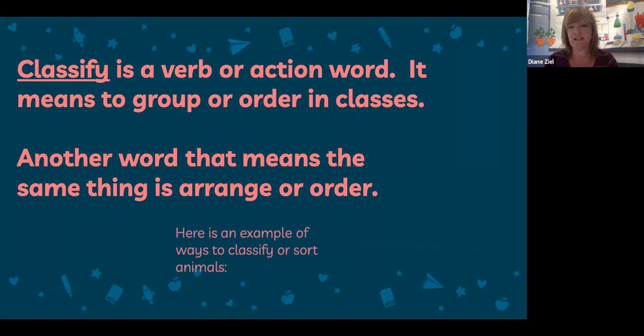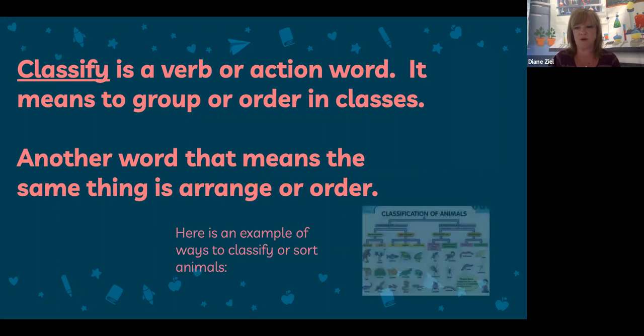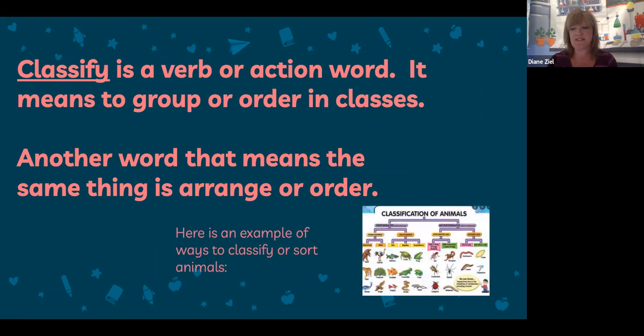Our first word is classify. Classify is a verb or an action word. It means to group in order or in classes. In other words, it means the same thing as arrange and order. Here is an example of ways to classify or sort animals. So you can see the different classifications, vertebrate, invertebrate, and what the animals have in common with one another.